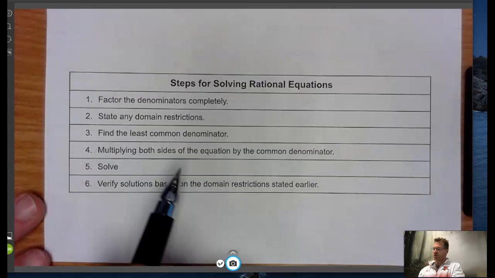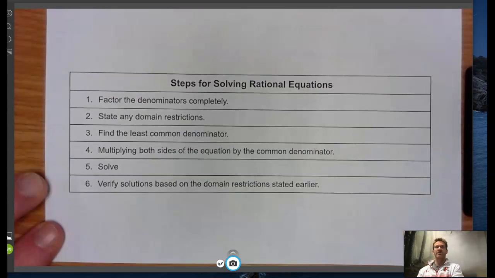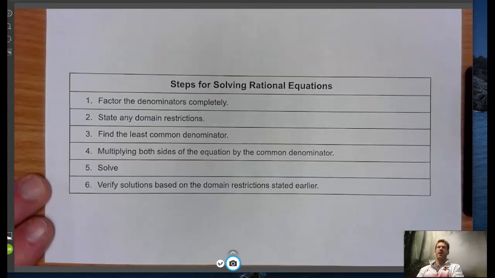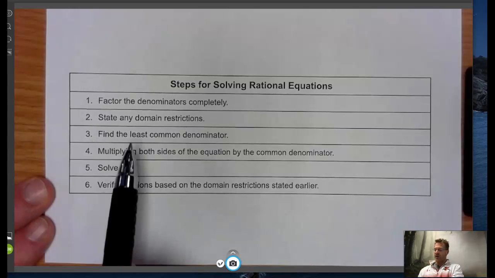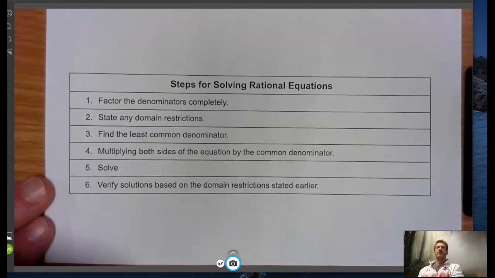Now, once again, just like we've been doing before, we're going to factor those denominators completely, because we have to throw out any values of x that make our denominator 0. All right, so we want to throw those out right away, and that'll help us state those domain restrictions. Now, we're going to find the least common denominator. So we're going to go back to what we were doing in our previous lesson with adding and subtracting. We had to find those common denominators.